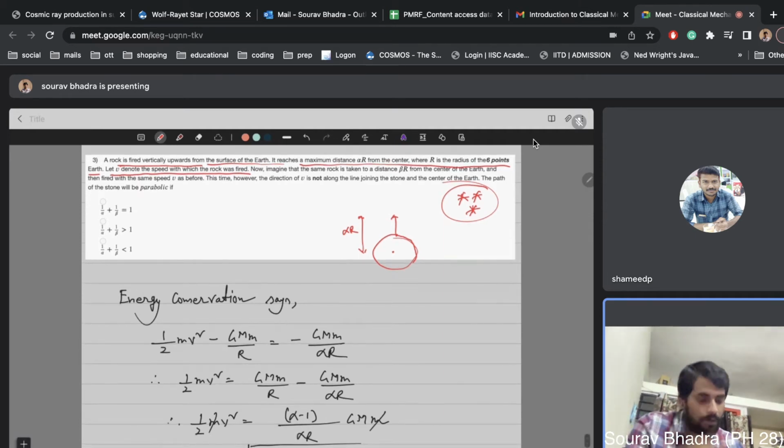So what we have done is the energy conservation thing, okay. So this is the surface. Here your kinetic energy, as it has been thrown with velocity v, is half mv square, and your potential energy will be G M m by R, because the radius is R. It has been said in the question that R is the radius of the earth, and as we are launching it from the surface, we are at a distance of capital R from the center.